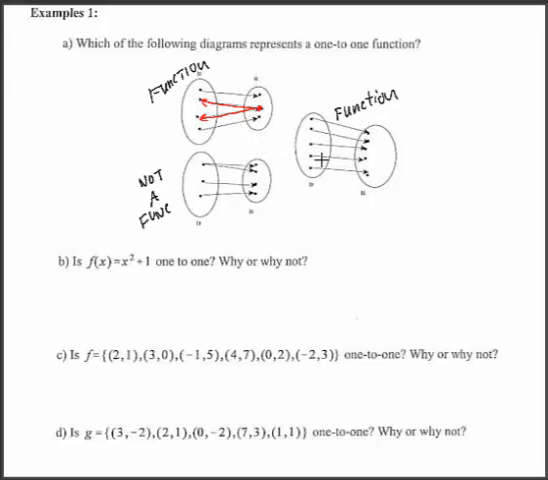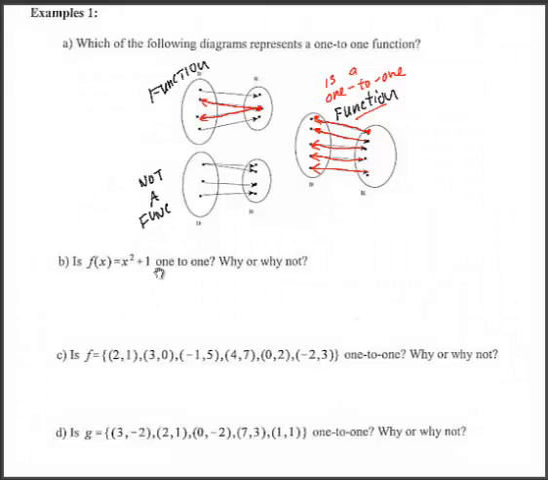Okay, and this one on the right is a function, and it's one-to-one. So we could also say this is a one-to-one function, because if we look at the outputs and map them back to their inputs, then each output only has one arrow leading away from it. Okay, so this is one-to-one.